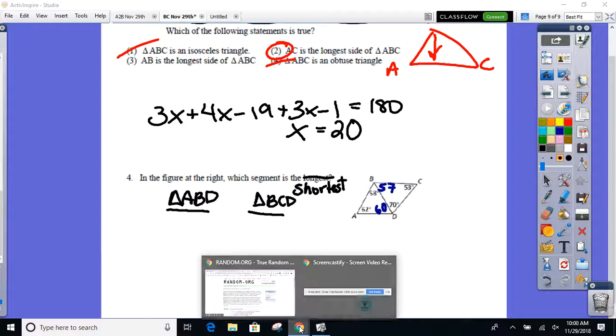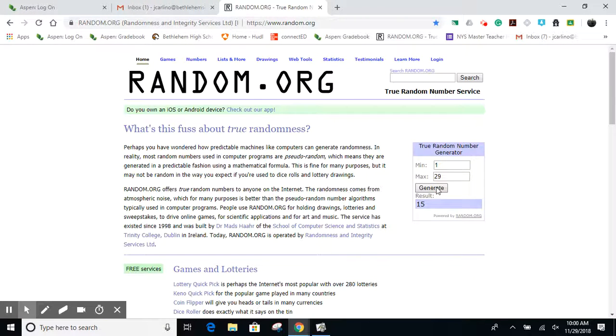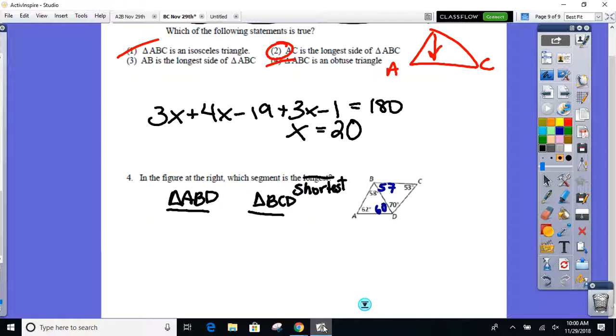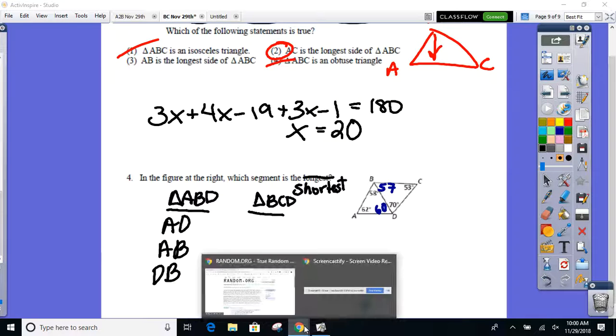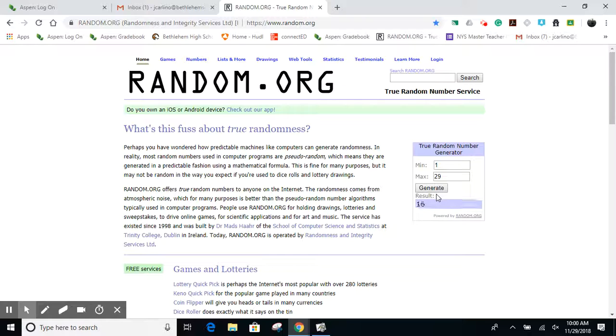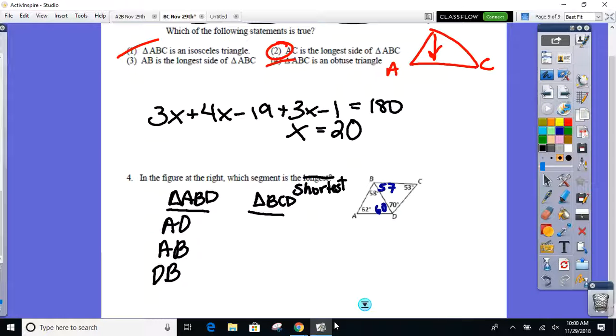All right, I need help from two people. Let's start with number 15. Can you list the sides in ABD for me? Yep. And can I have someone list the sides in BCD for me? BCD, what do you got? 16.